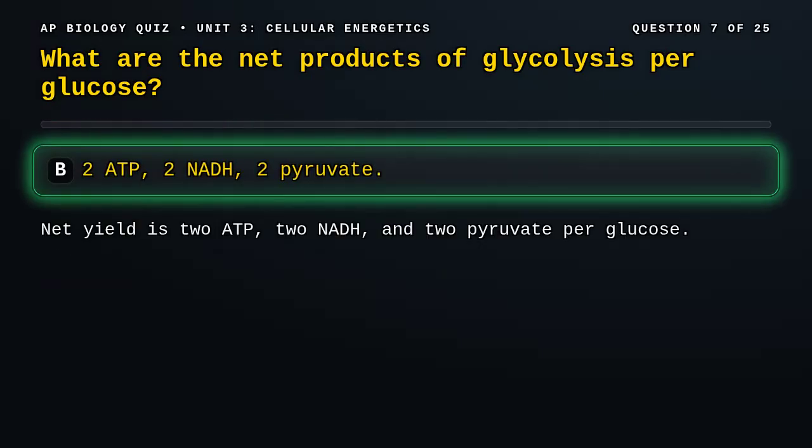Correct answer B. Glycolysis nets 2 ATP, 2 NADH, and 2 pyruvate molecules per glucose.